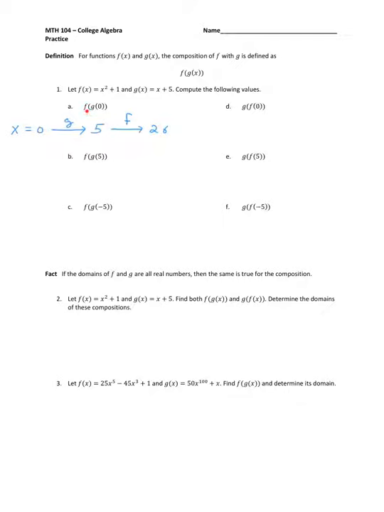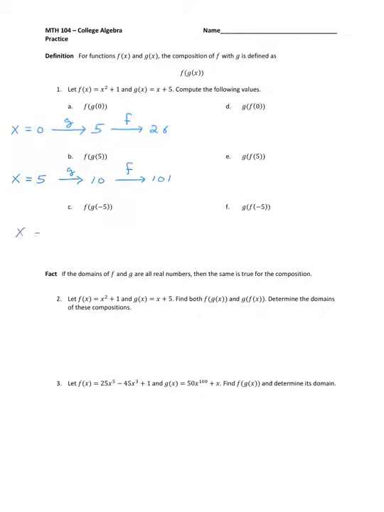These are a very similar idea. It's again like this one here. F composed with g of 5 means we take x equals 5 and first run it through the function g. So that's going to be 5 plus 5, which is 10. We then take that new number 10 and put it through the function f. 10 squared is 100 plus 1. The answer is 101.